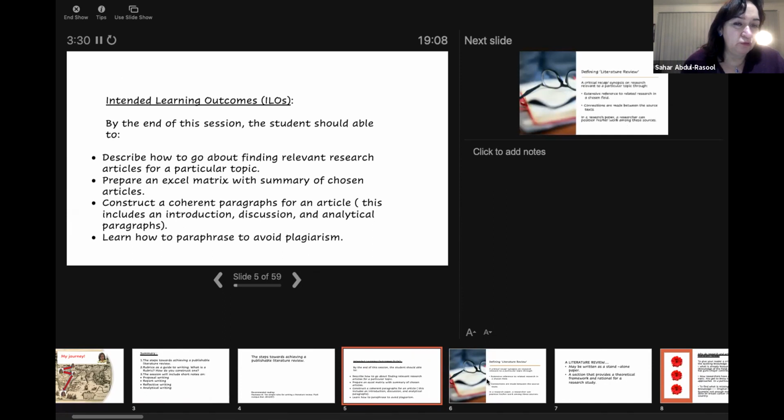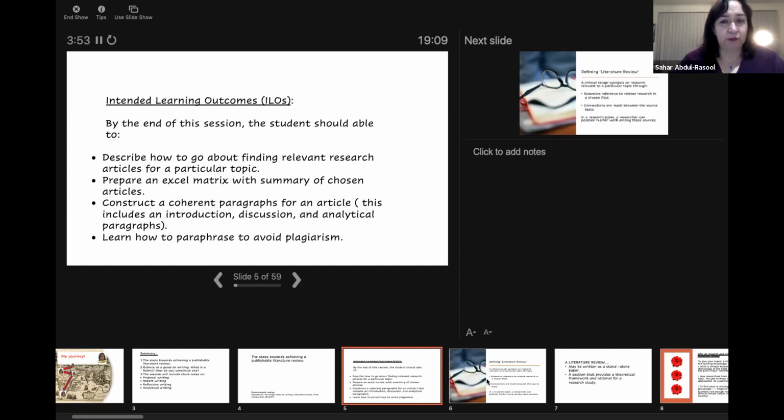So what we want to do is to describe how to go about finding relevant research articles for a particular topic, and how to prepare an Excel matrix with the summary of the chosen articles. And then I'll talk a lot about constructing coherent paragraphs while writing.